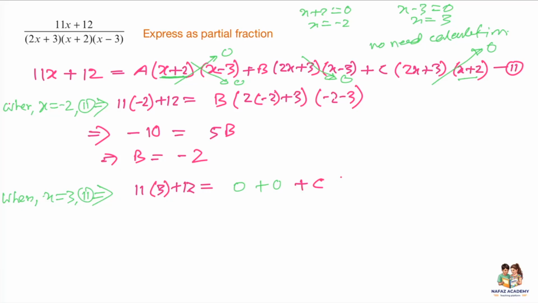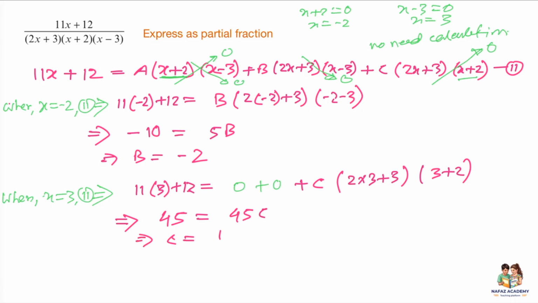So what is the C value? Put the value of 3 over here: 3 times 2 times 3 plus 3, and x plus 2, that is 3 plus 2. What is the calculation? 33 plus 12, that is 45, and it is 45C, so C equals 45 over 45, which equals 1. So we have the A, B and C values.